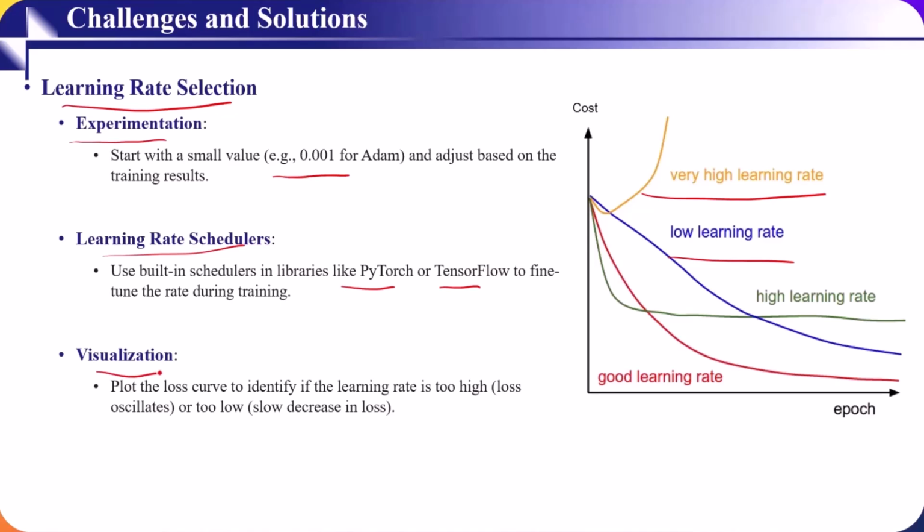What we do here in visualization is look at the loss curves, and if the loss fluctuates or escalates significantly, the learning rate might be too high. If the loss decreases very slowly, the learning rate might be too low. An optimal learning rate leads to steady loss reduction.